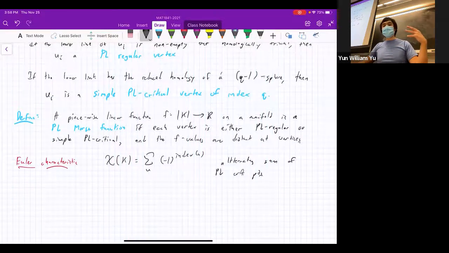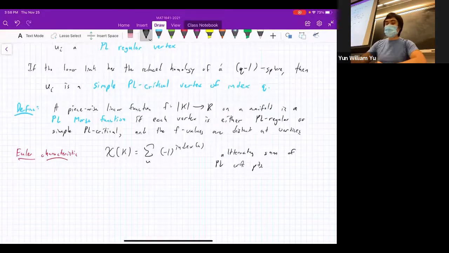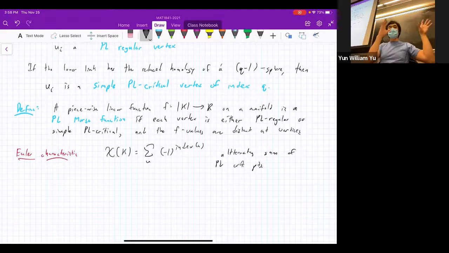More precisely, if you have a triangulation of a manifold of dimension D, and you have some piecewise linear Morse function, then the Morse inequalities hold when you let C_Q be the number of PL critical points of a particular index, as opposed to just the ordinary critical points. And I think that's where I'm going to end for today.